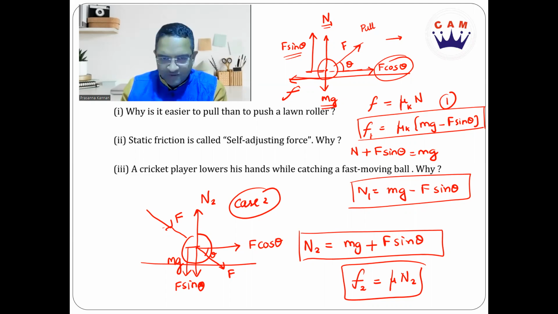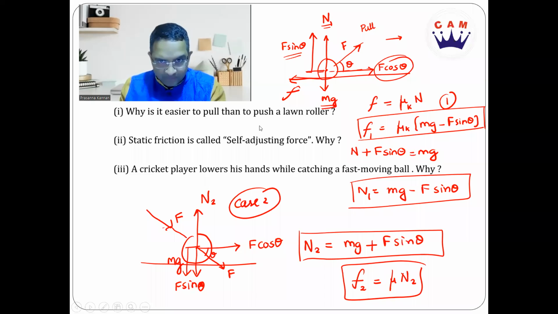That's the simple answer you should have given for the first one. Had it been a 3-marker, you should have explained all of this. Next, the second one: static friction is a self-adjusting force. Why? Because it is able to adjust itself based on the force that's being applied on it. As you increase the applied force, the friction also increases to exactly match that force, so the net force is 0. This happens until the applied force is greater than the limiting friction, the maximum value of static friction. Clear?